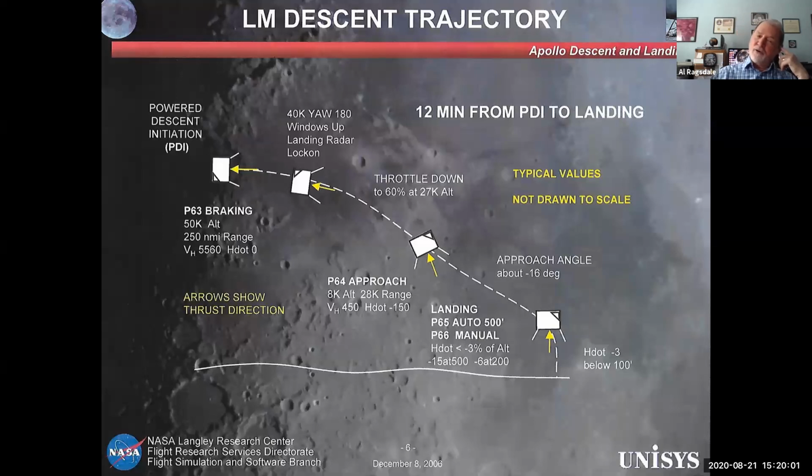They always took over manually, and that was P66, a semi-automatic mode where the pilot was flying the attitude, the pitch and the roll, and yaw if you needed it, of the vehicle to steer, much like a helicopter, toward a target. And you were supposed to touch down at less than 5 feet per second, forward, lateral, or vertical.